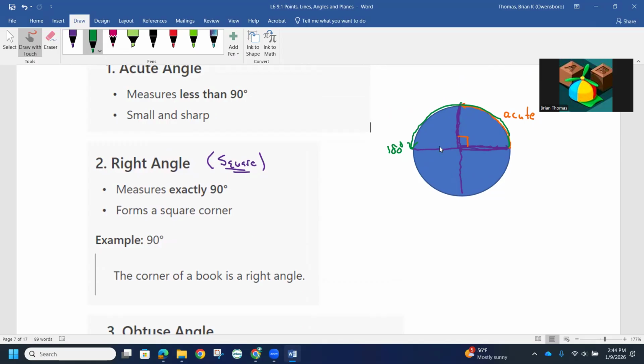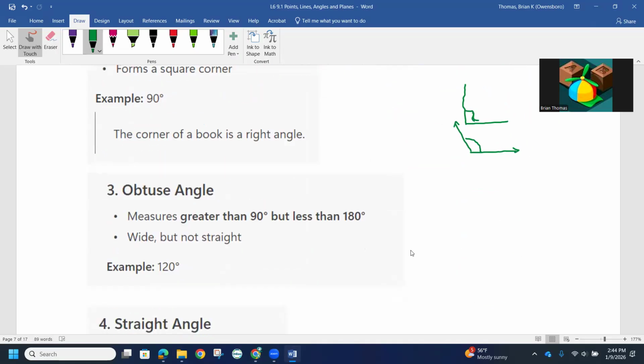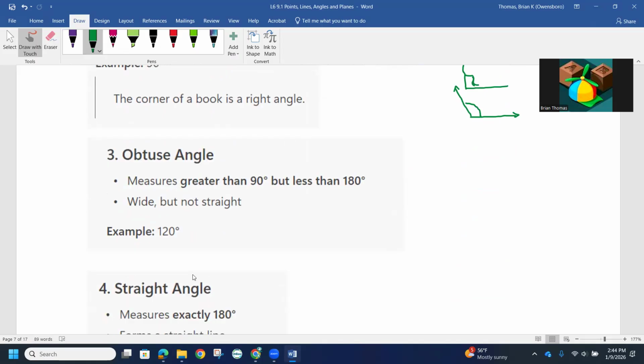So if I draw a right angle, an obtuse angle has to be more rotation than that. If I draw one side of an angle, as long as the other side goes more in rotation than 90, that's obtuse, something more than 90, but it cannot go past 180. So it's wide, but it's not straight. 120 degrees is a common obtuse angle.